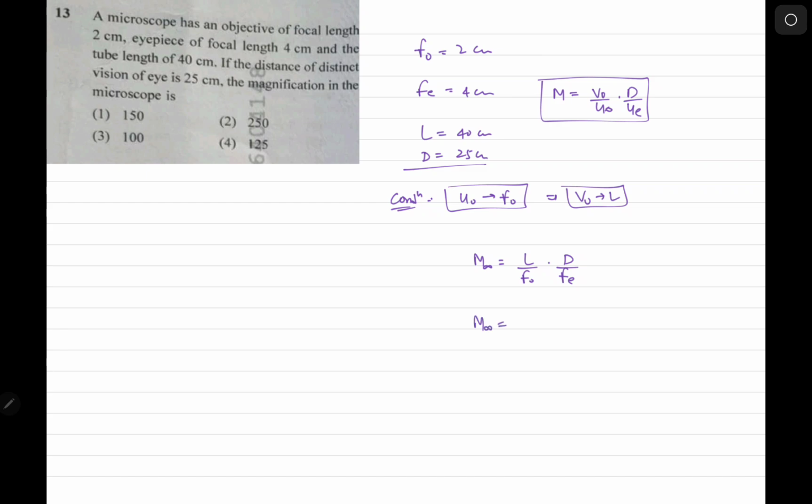So L, everything is given, 40 by 2 into 25 by 4. Which means 250 by 2, which is 125. So that is the magnification, that is the answer. So hope you understood. Let's move to the next question.